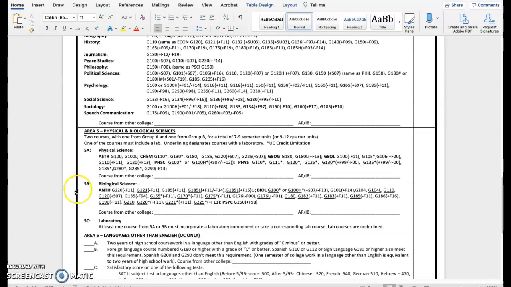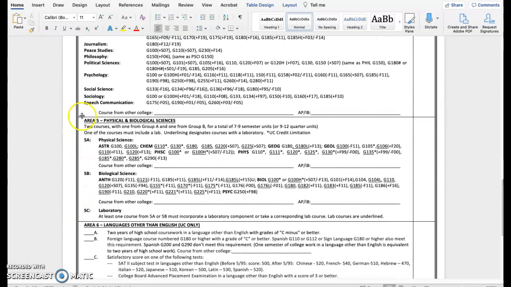The next area is area 5, in which case we need to have 2 courses with a total of 7 to 9 units. 1 course will have to come from area 5A, physical science. The other course will come from area 5B, which is a biological science. And then we do need to meet this laboratory requirement. And this lab has to correspond with either the class we've chosen to take as a physical science or as a biological science.